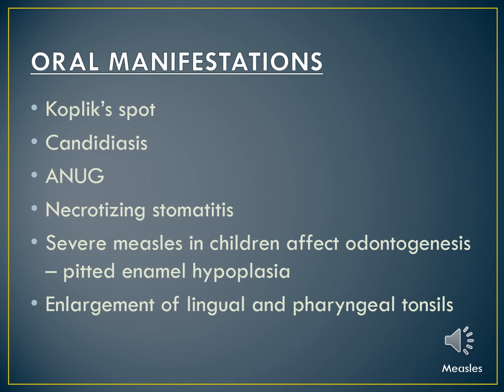The oral manifestations of measles are not only Koplik spots. There is also presence of candidiasis, acute necrotizing ulcerative gingivitis, and necrotizing stomatitis, which may occur if significant malnutrition is present. Severe measles in early childhood can cause pitted enamel hypoplasia of the developing permanent teeth. There is also enlargement of accessory lymphoid tissue such as lingual and pharyngeal tonsils.